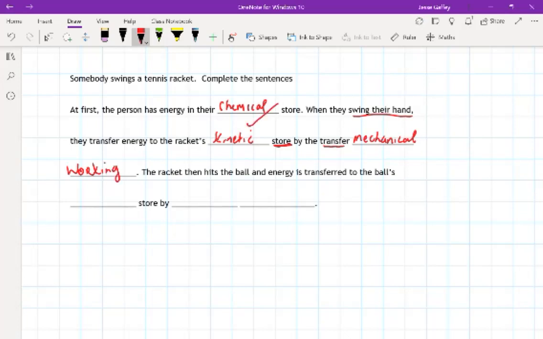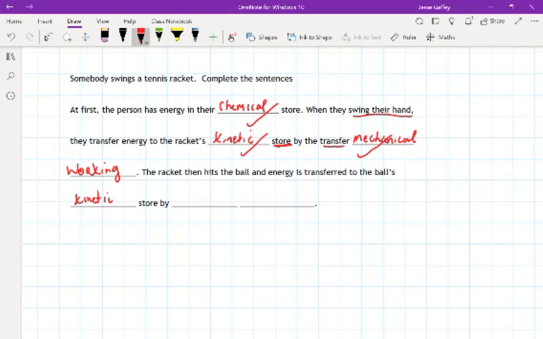At this stage, check your answers. You should be either ticking them like this or fixing them. The racket then hits the ball and energy is transferred to the ball's something store. As the racket hits the ball and the ball then moves off in the other direction, what energy store would the energy have gone into in the ball? Well, it's moving or it's changing its movement. It's probably moving faster if it's just got hit with the racket. So pause the video and write the answer if you don't already have it. Okay, it's going to be the kinetic store of the ball.